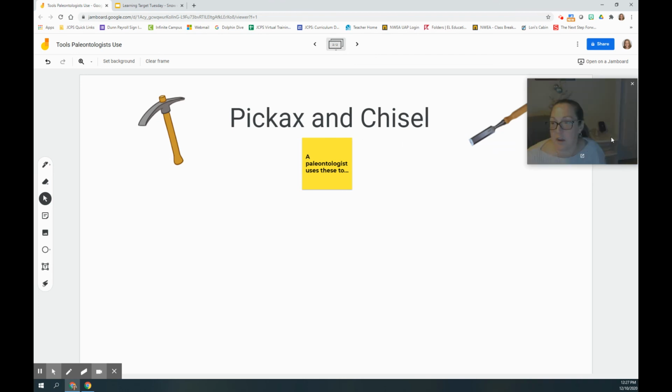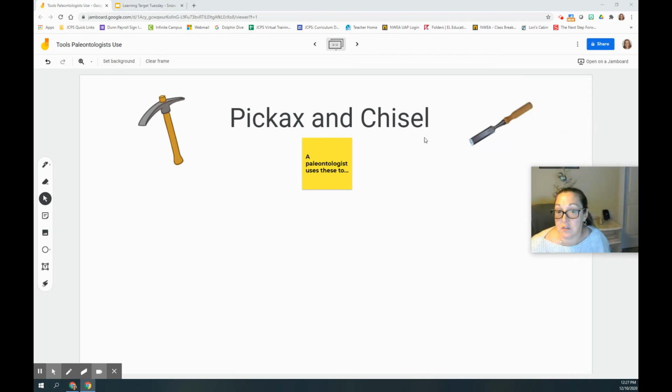And I've got you graphics right here of a pickaxe and a chisel. A paleontologist uses these two things to get the fossil out of that larger rock. So I want you to jump on over here on the Jamboard and make me a sticky note of a paleontologist and tell me how they use that pickaxe and chisel. Tell me how you think Mary Ann used it. Tell me how you would use it. Or even if you have a picture of someone using it, you could put that in there too.